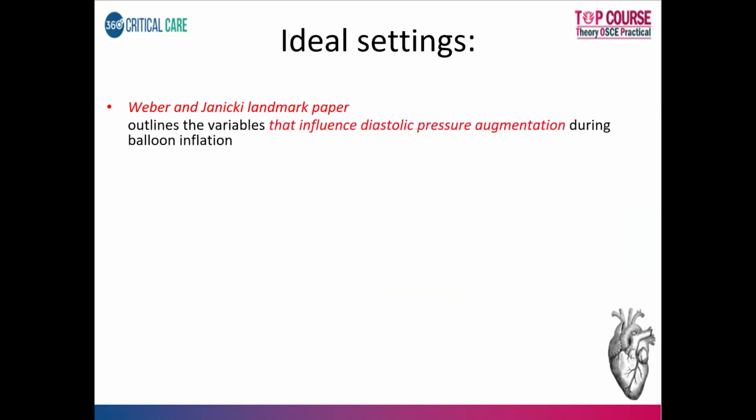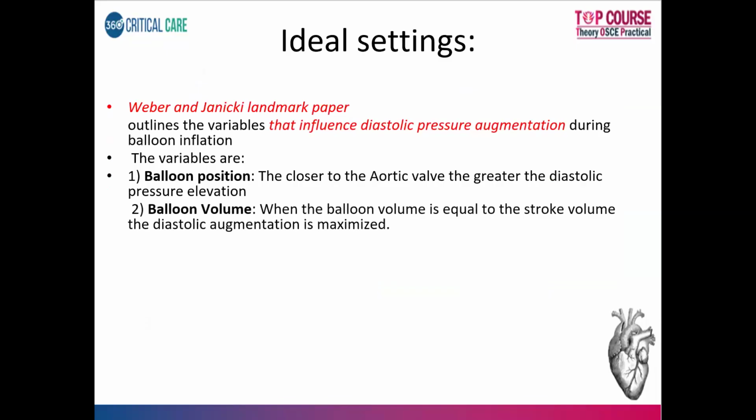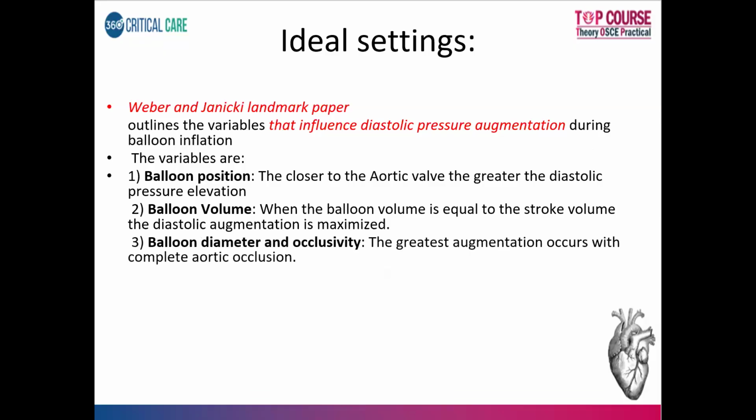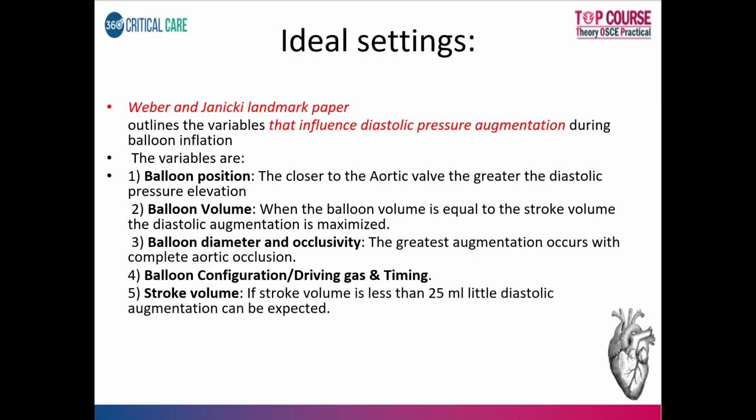So the ideal settings: Weber and Jasniaki are the people who have done a lot of studies, and they've given a few variables. What they've said is, for balloon position, the closer to the aortic valve, the greater the augmentation. The better the balloon occlusion of the aorta, the better the results of augmentation as well as coronary perfusion pressure. The diameter is also important, because if we use a larger or a smaller diameter balloon, there will be loss of augmentation. Driving gas and timing should be optimal, and it is usually based on the ECG or the arterial trace forms.